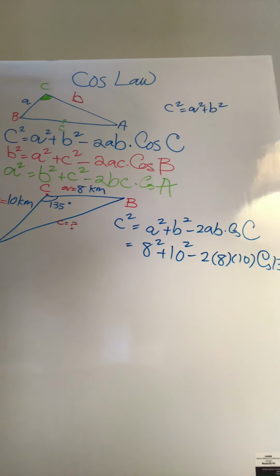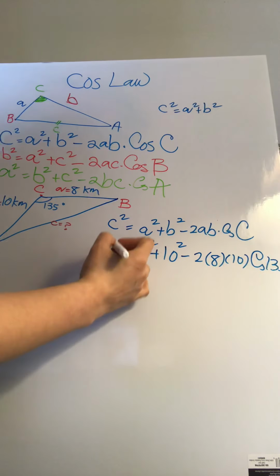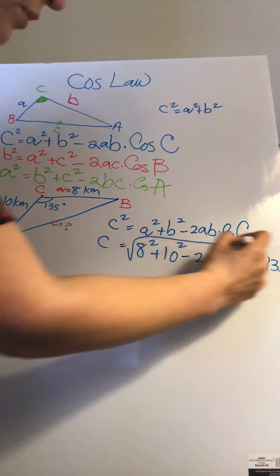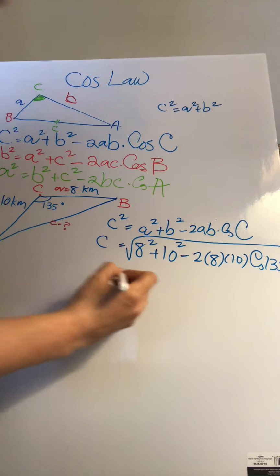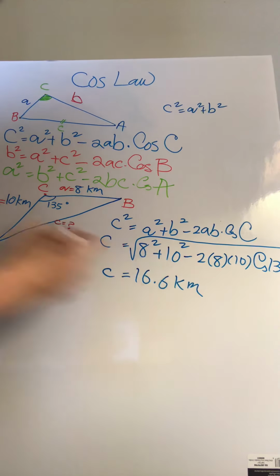So what we're gonna do right now is we're gonna punch that into our calculators. That's 64 plus 100 minus 2 times 8 times 10 times cosine 135. The final answer is, I don't have it, but after you find the square root of that, c is actually going to be the square root of this whole thing, because that's c². c is going to be 16.6 kilometers. This is how we use cosine law to find a missing side of a triangle.